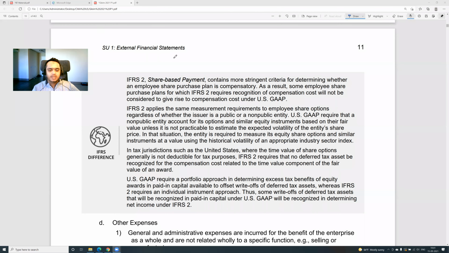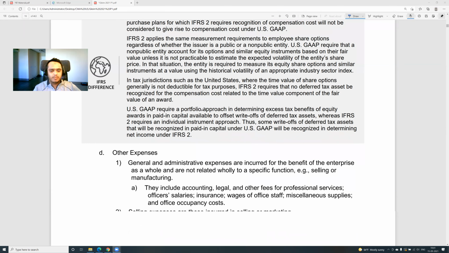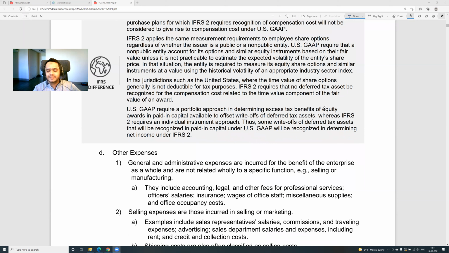Okay. So now let's move forward here. US GAAP requires a portfolio approach in determining excess tax benefits of equity awards and paid-in capital available to offset write-offs to deferred tax assets, whereas IFRS 2 requires an individual instrument approach. Thus, some write-offs of deferred tax assets that will be recognized in paid-in capital under US GAAP will be recognized in determining net income under IFRS.